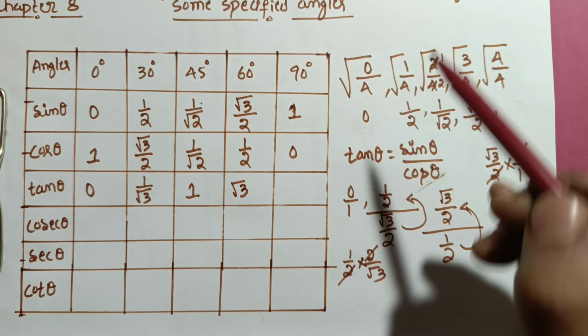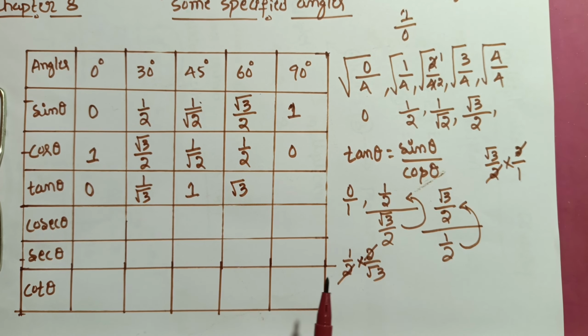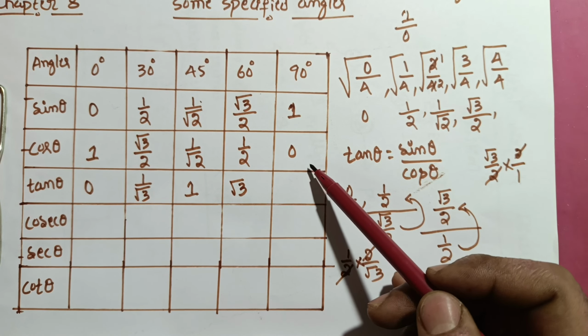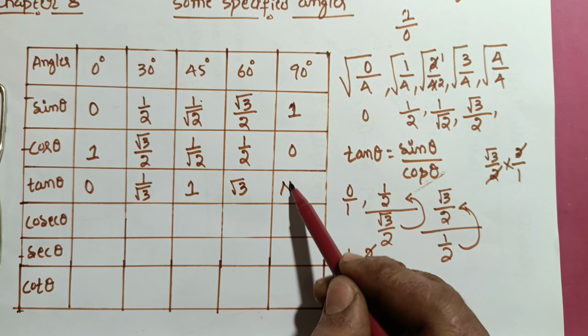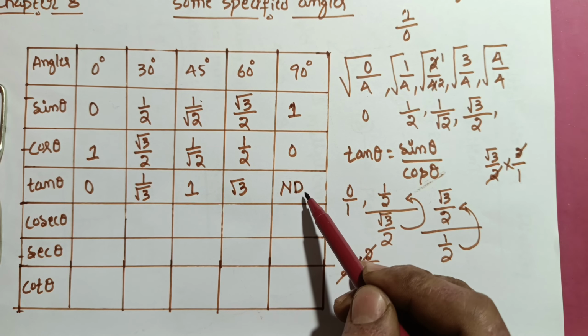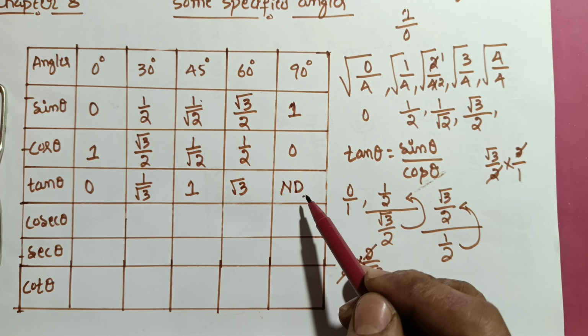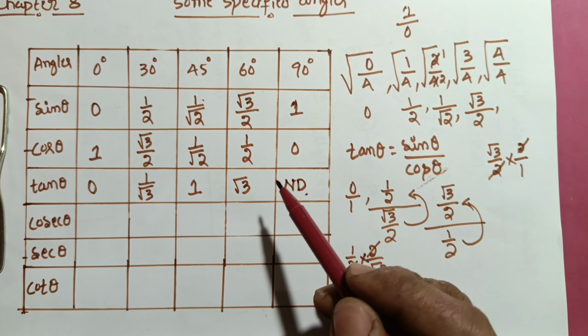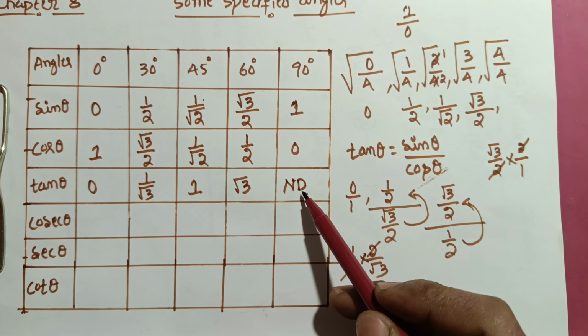Now the number which comes is 1 divided by 0. If there is 1 divided by 0, which we cannot divide, hence I will write it as ND. What does this ND stand for? It is an infinity number, which we cannot define.